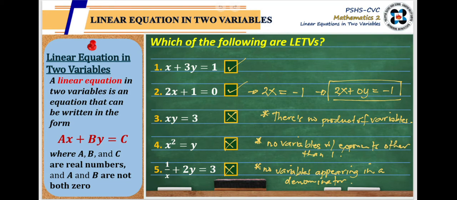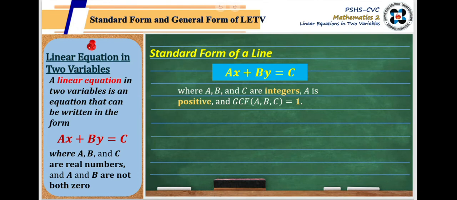Now, a linear equation can be written in different forms, depending on what we know or what we want to know about the equation. The standard form and the general form are just two of these forms. The rule in writing a linear equation in its standard form varies from author to author. Many references say that a linear equation is in its standard form if it is in the form ax plus by equals c, where a, b, and c can be any real numbers.